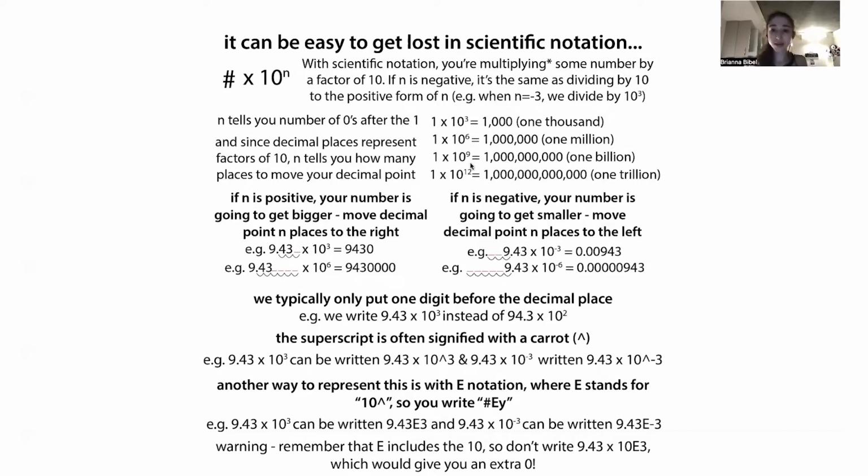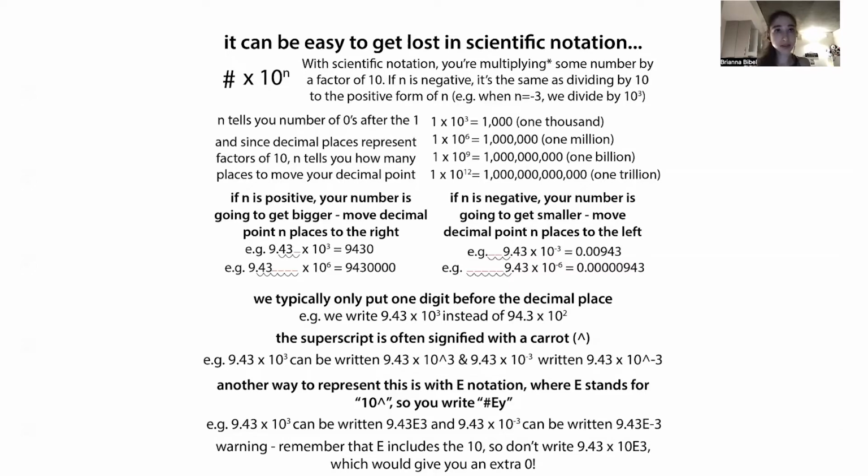If n is negative, your number is going to get smaller. Remember, now you're dividing, so you're going to be moving your decimal place n places to the left, adding zeros as needed. We typically only put one digit before the decimal place. So we're writing 9.43 times 10 to the third instead of 94.3 times 10 squared.